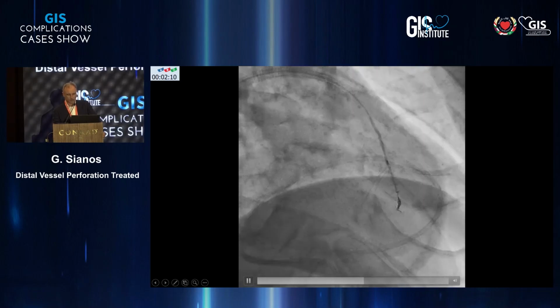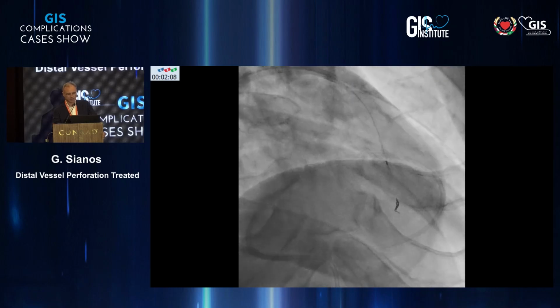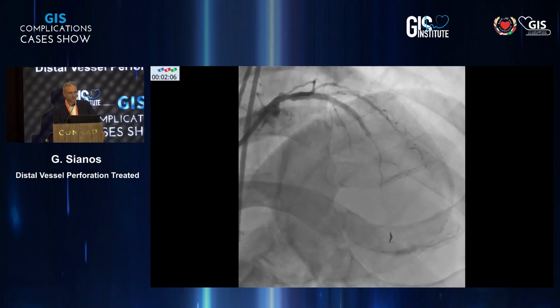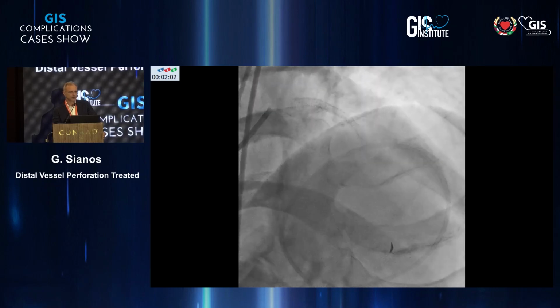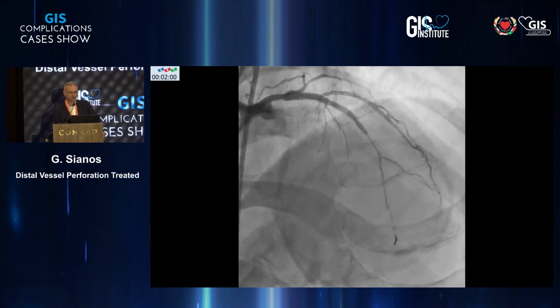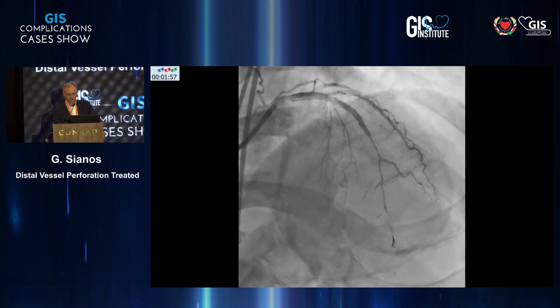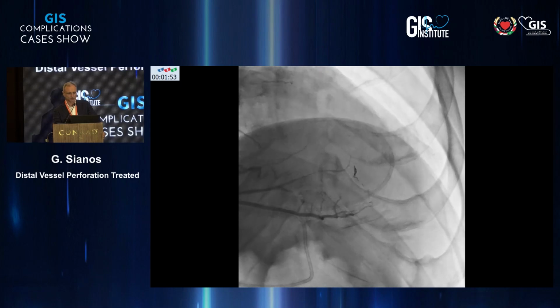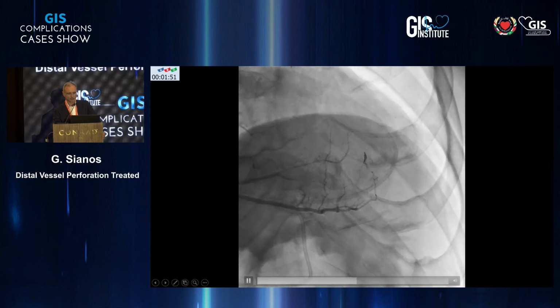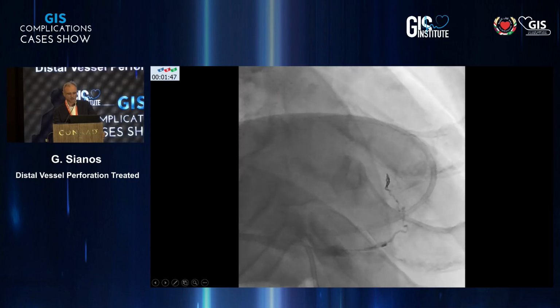Completely sealing of the flow, but there was still leaking, and we knew that because in the CTO, and it was discussed previously, you might need to do bilateral coiling because the collateral provides flow both ways to the perforation side. You can clearly see now from the right coronary artery there is residual leaking. You see the contrast going there. Sometimes very difficult to recognize the vessel that it is going.